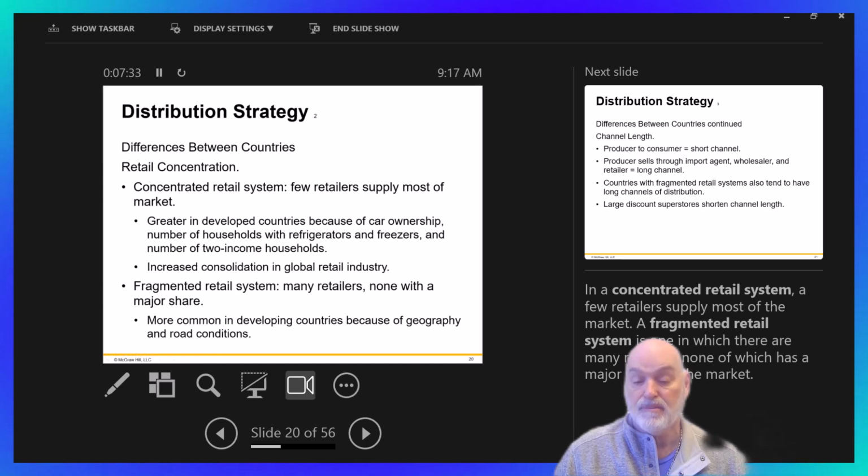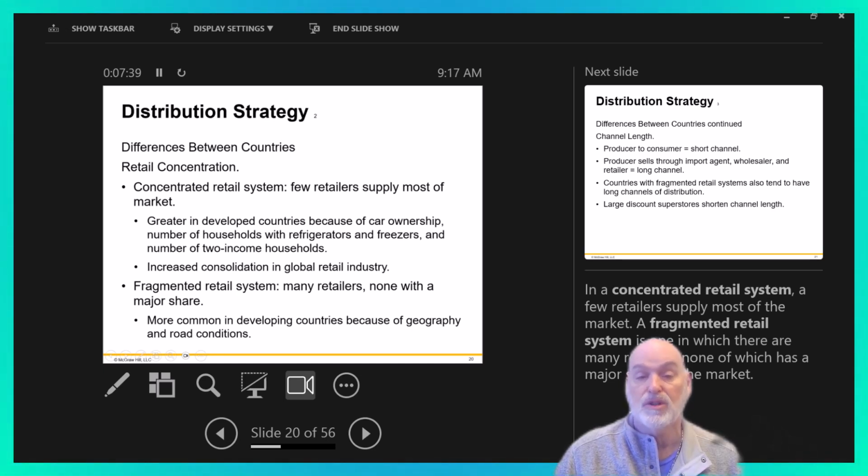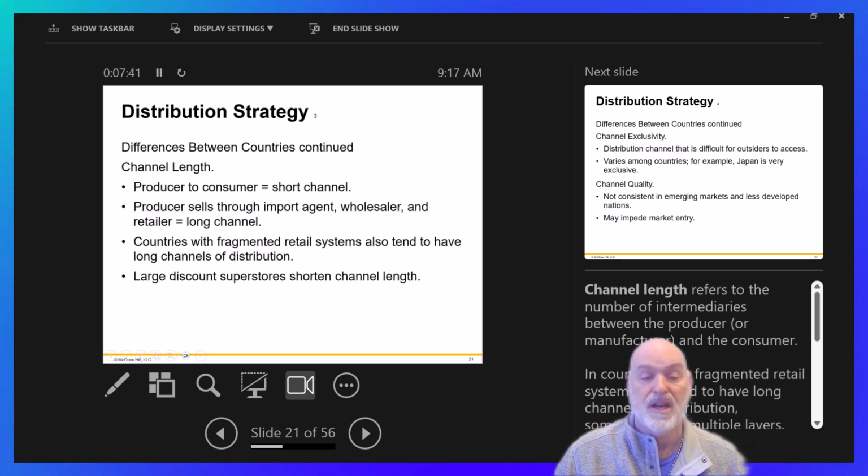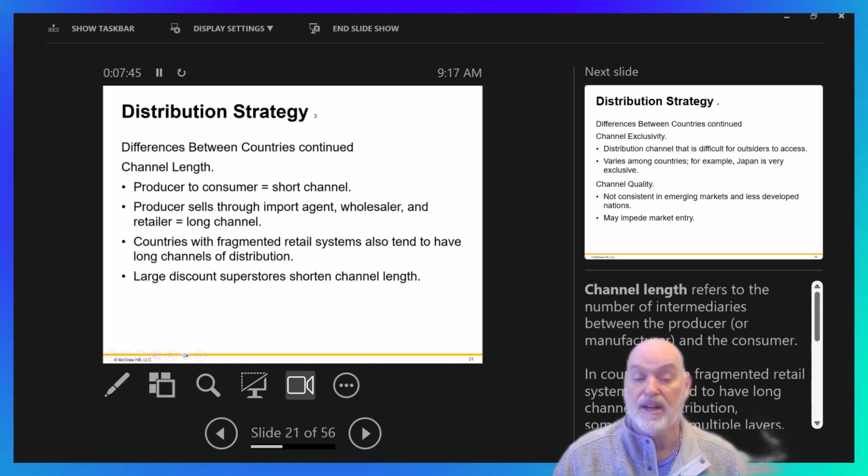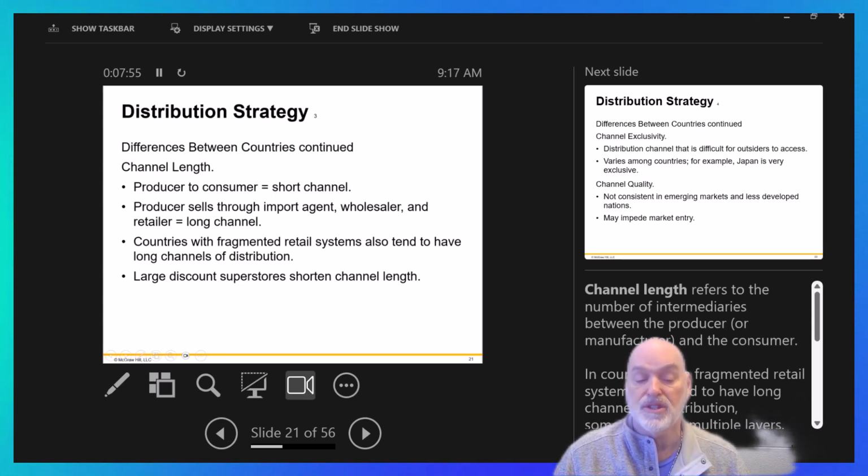Fragmented retail system: many retailers, none with a major share. More common in developing countries because of geography and road conditions. Channel length. Producer to consumer equals a short channel. Producer sells through import agent, wholesaler, and the retailer equals long channel. Countries with fragmented retail systems also tend to have long channels of distribution. Large discount superstores shorten the channel length.